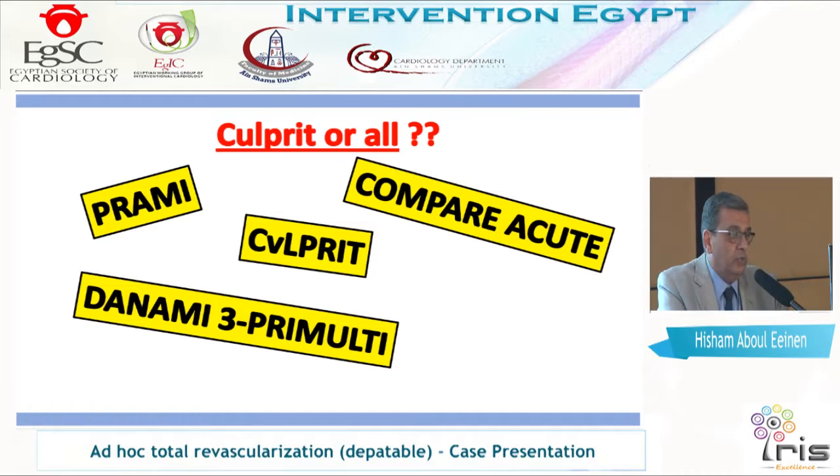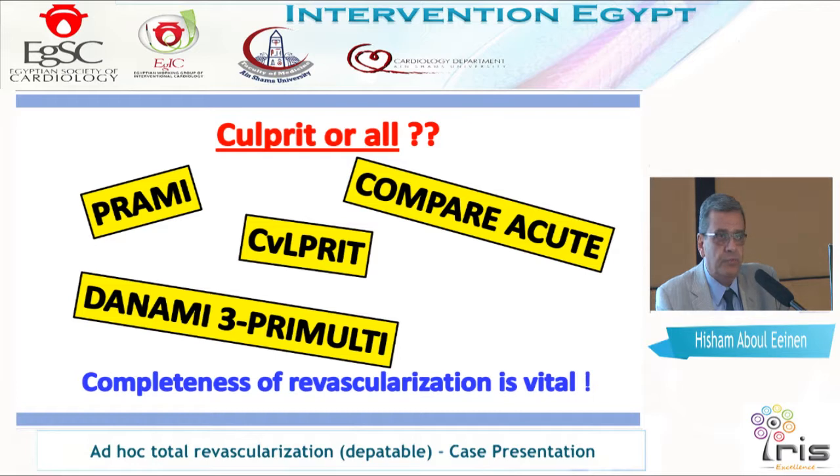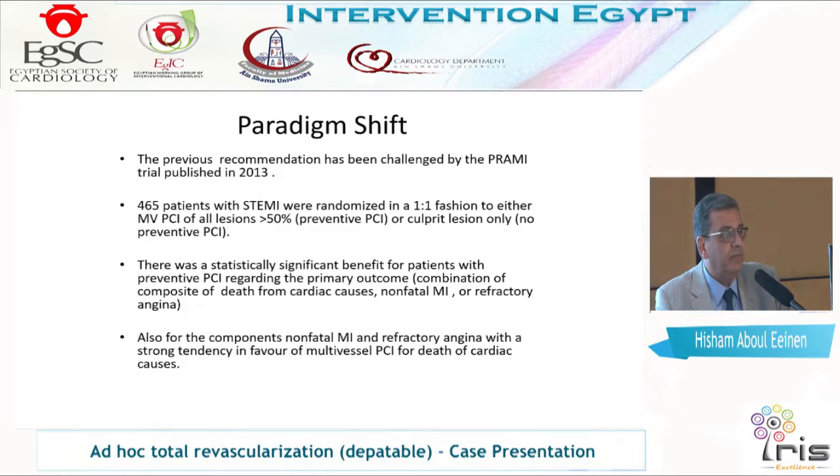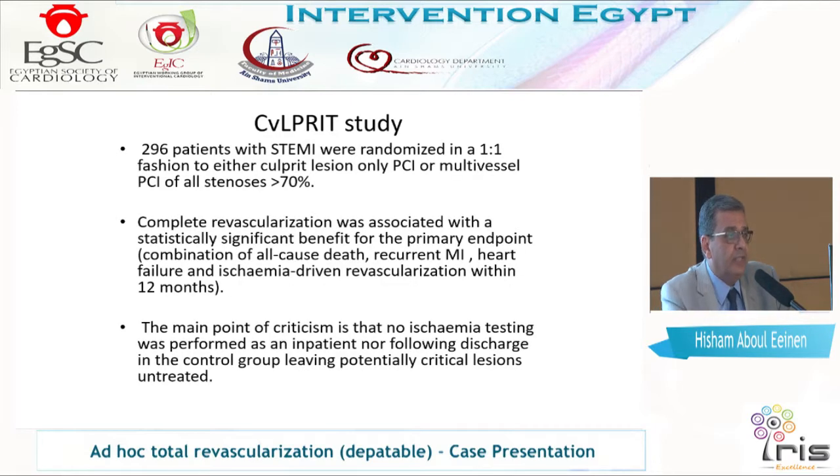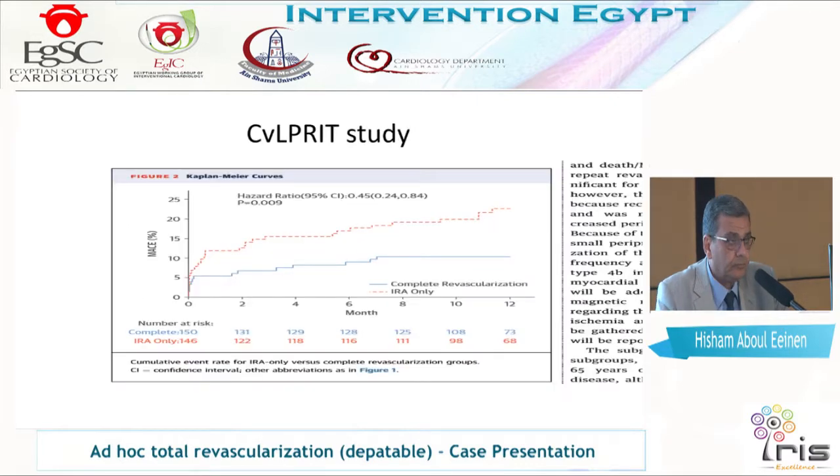As Dr. Hani presented, we had several trials at this time: PRAMI, CULPRIT, DANAMI-3 PRIMULTI, and COMPARE-ACUTE, which stated that completeness of revascularization is vital. I will not go through them because Dr. Hani already explained some of this, but actually these 3 trials made a paradigm shift. As we see here in CULPRIT, there was almost 55% relative risk reduction of the composite endpoints in favor of complete revascularization, considering mortality and the need for revascularization.